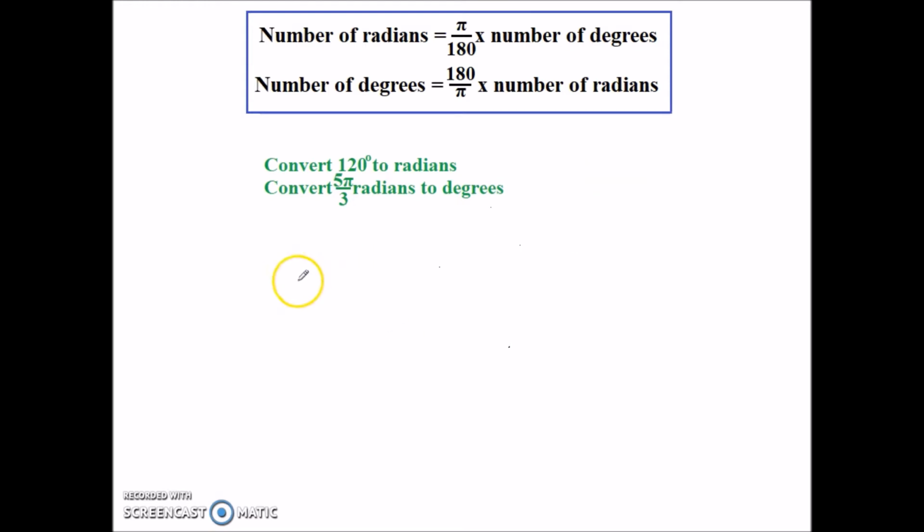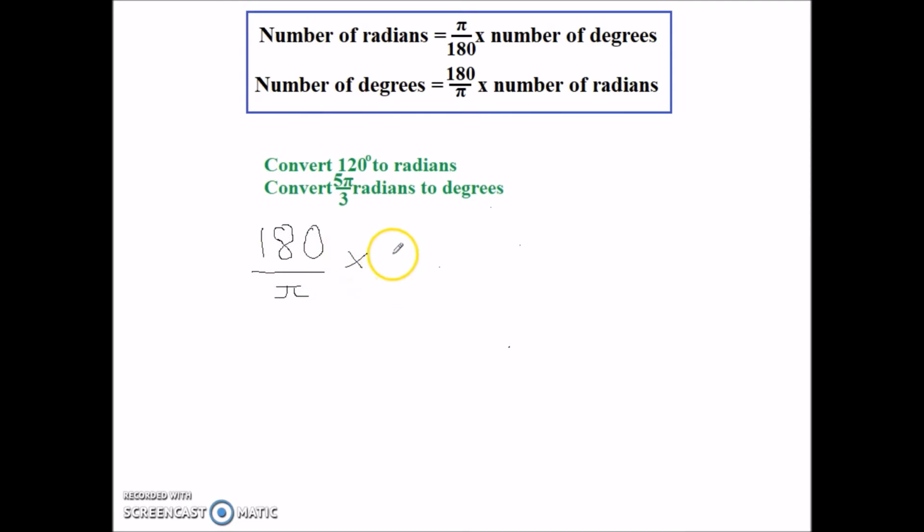And next we're going to convert 5 pi over 3 radians to degrees. And we are going to use number of degrees equals 180 over pi. So what you need to notice is that we have basically inverted this, because the first example that we've done was pi over 180, but now it's an inversion of that. So we have 180 over pi times the number of radians.